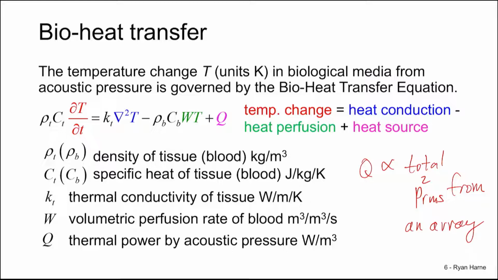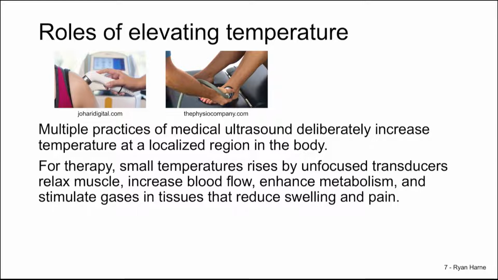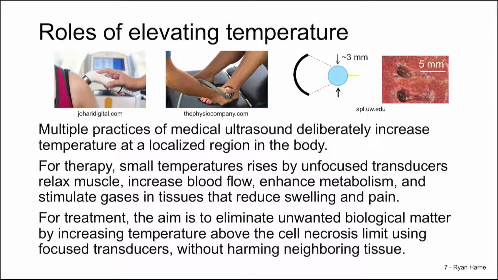And the BHTE is central to our understanding of how to exploit temperature elevations in biological tissue. There are multiple practices where we wish to deliberately increase the temperature. For therapeutic use, small temperature increases occur, and these lead to relaxed muscle, increased blood flow, enhanced metabolism, and small gas bubbles that will result in the tissues that reduce swelling and pain. For therapy, these are unfocused transducers so as to not excessively expose the tissue to ultrasound. But focused transducers are used for treatment.